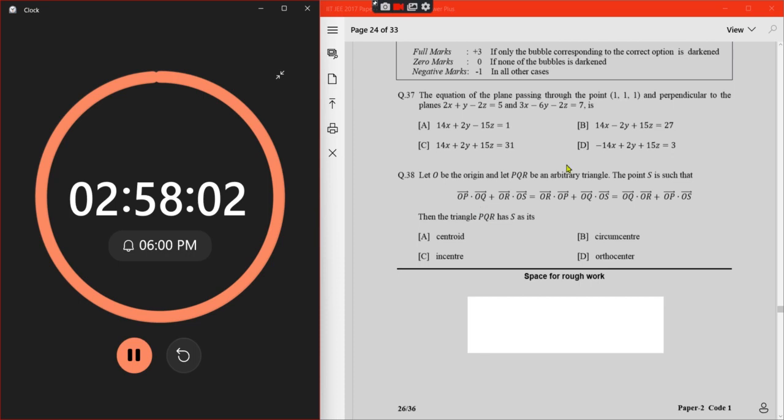Next question, 38. Let O be the origin and PQR be an arbitrary triangle, and the point S is such that this holds. So PQR is an arbitrary triangle, just 3 points, and S is the point such that P vector dot Q vector plus R vector dot S vector is equal to R vector dot P vector plus Q vector dot S vector, which is also equal to Q vector dot R vector plus P vector dot S vector.